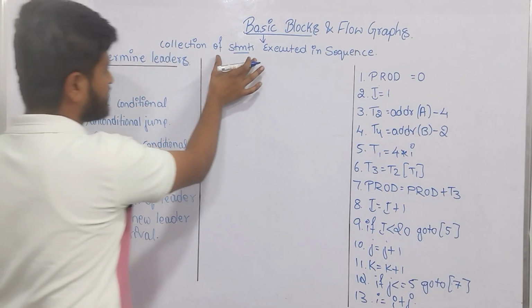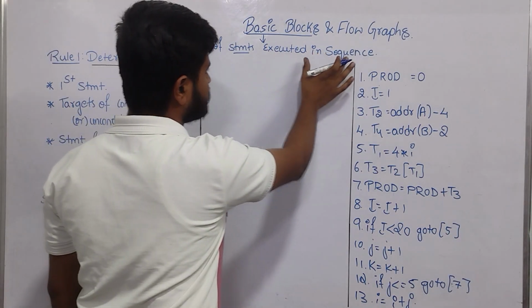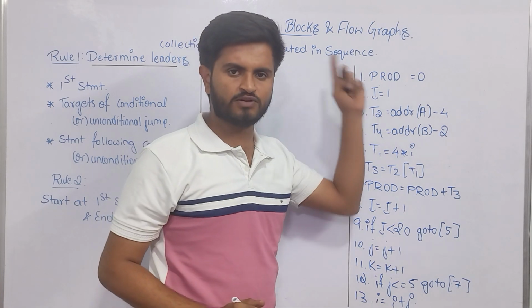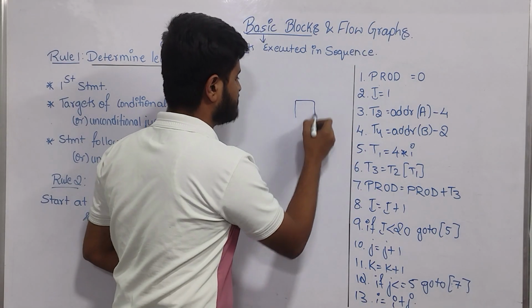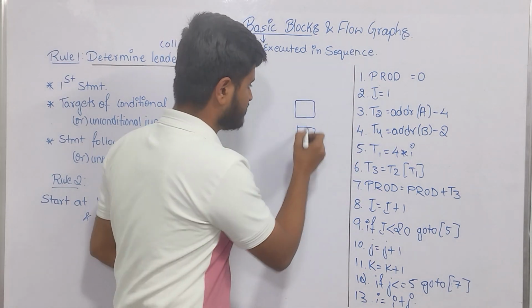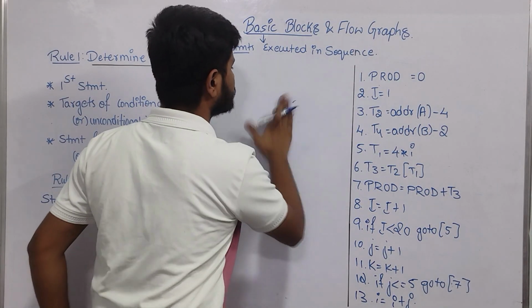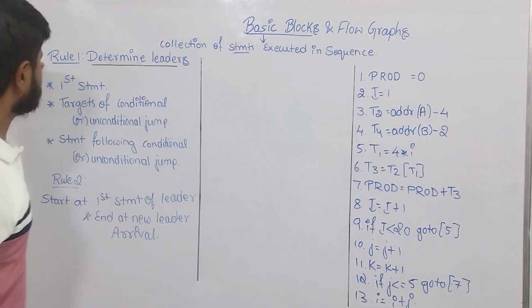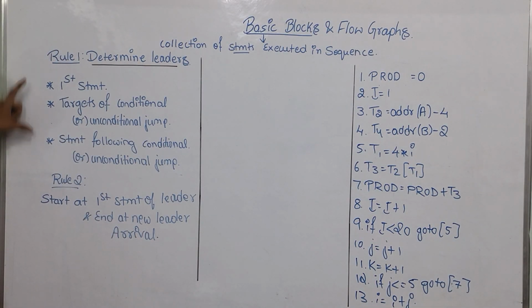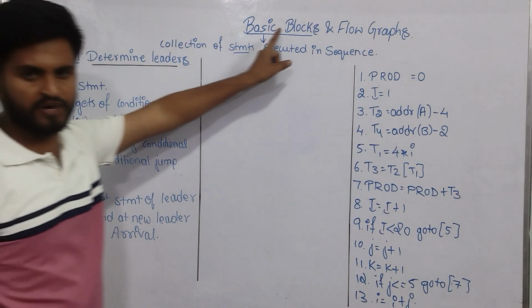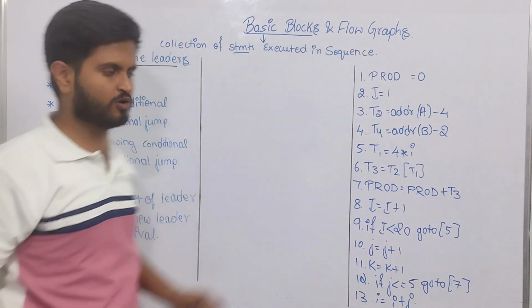A basic block is a collection of statements executed in sequence. So first we will make the blocks, then we will execute them in sequence like that. There are two rules to design the basic block. Then let's move to the flow graph.